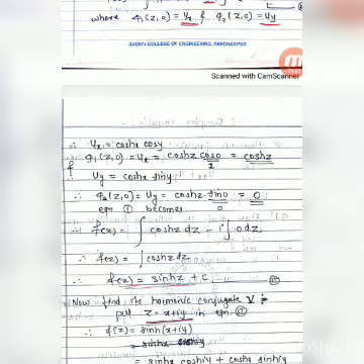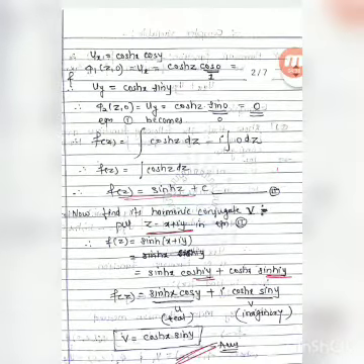Go for the third part. Find its harmonic conjugate v. Okay, put z is equal to x plus iy in equation second. If you put z is equal to x plus iy in the second, we get f of z is equal to sinh of x plus iy.